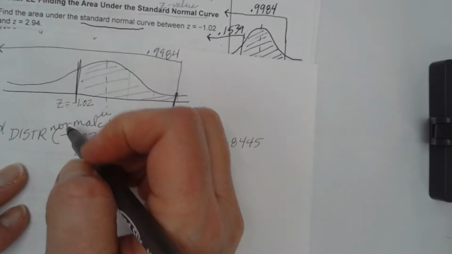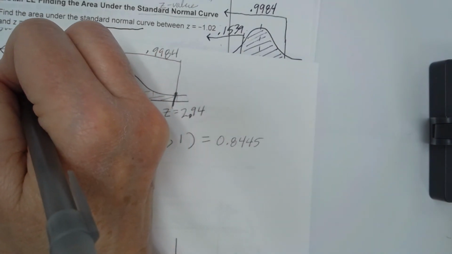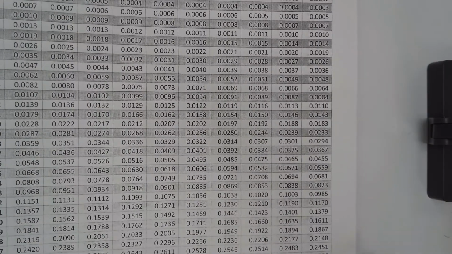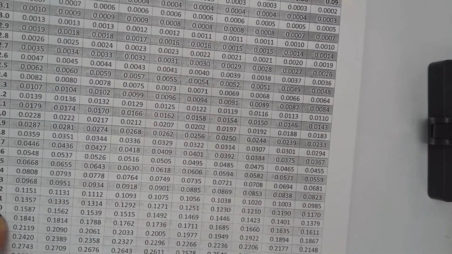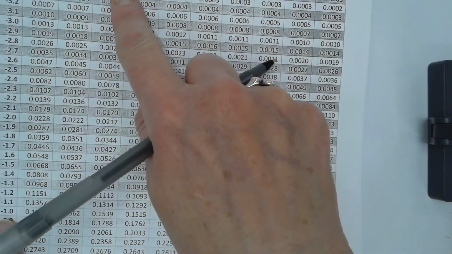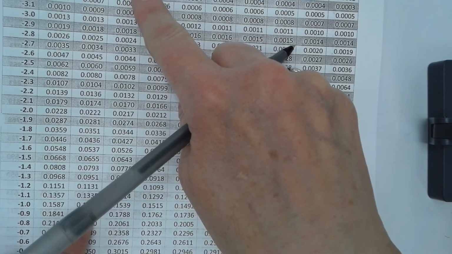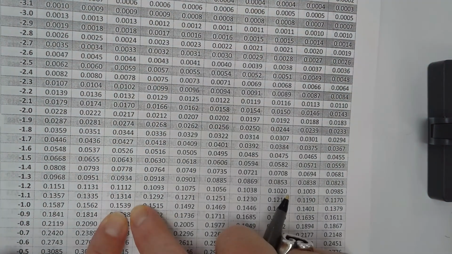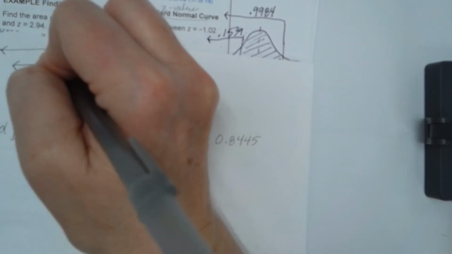Then if I look up z is negative 1.02, it's going to give me this area to the left. So you go to your negative z table. We're looking at negative 1.0 and then over to the 2 column. So negative 1.00, negative 1.01, negative 1.02. So 0.1539. So to the left is 0.1539.